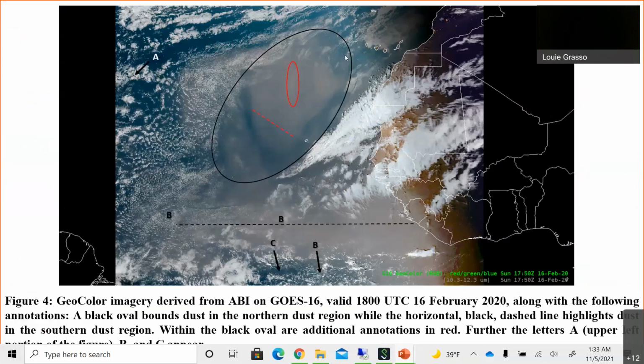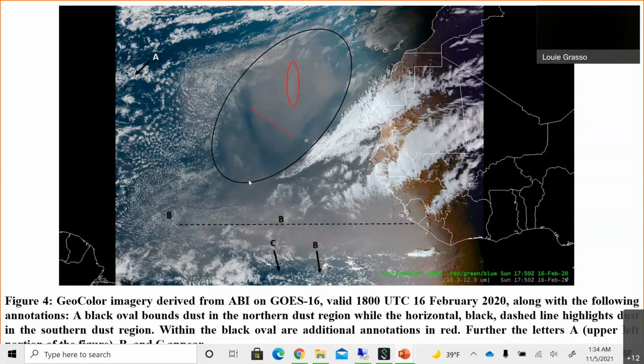Okay. So what I'm doing is I'm just having an oval over here on the northern dust region and a dashed horizontal line for the southern dust region, with some letters here to demarcate features that you can't see here yet. I'm going to show the split window difference in a second. But here I have a red oval which highlights sort of optically thicker dust. And then here you can see a little more blue, so it's a little thinner. I put a dash line here to indicate the dust appears a little thicker to the northeast, a little thinner to the southwest.